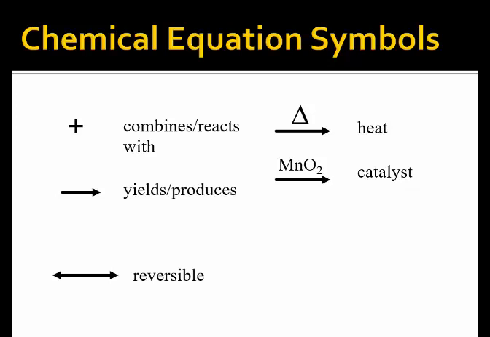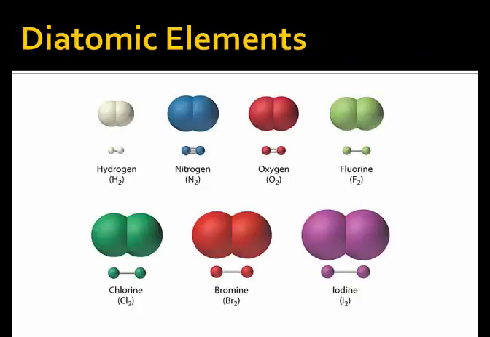Some less common symbols you might see would be the downward-facing arrow, and that would mean a precipitate has formed. But typically, instead of using the arrow, we would just use the S to indicate that it was a solid. Also, in a likewise fashion, we have the upward-facing arrow, which, as you might guess, would indicate that a gas has formed. But again, we usually just use the G to indicate that.